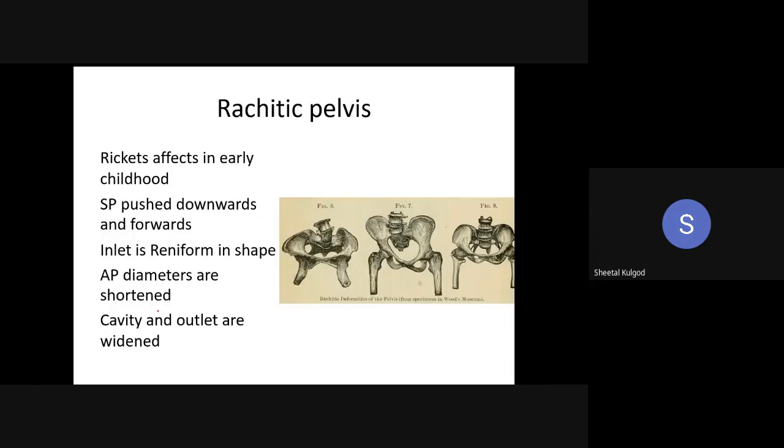Now rachitic pelvis, as you can see the salient features, is quite rare nowadays, and it affects very early in the childhood. If the disease occurs early in the childhood, then there is a severe rachitic pelvis development. What you can see here is the SP, or the sacral promontory, is pushed downwards and forwards, and the inlet is reniform. Reniform means the kidney shape. Because the sacrum is pushed forward, you can see the inlet here is almost like a kidney, so it's called a reniform shape of the inlet. AP diameters are shortened, and the cavity and outlet are though widened.